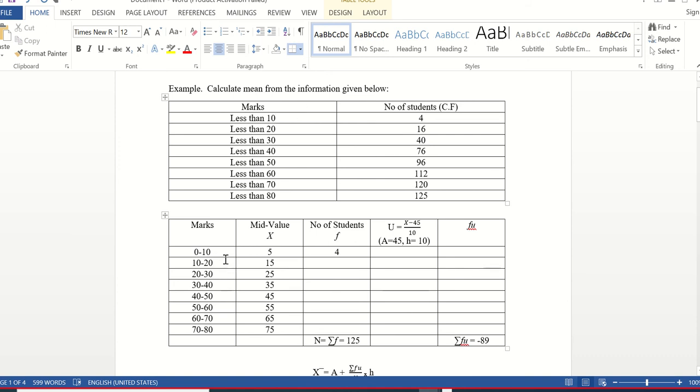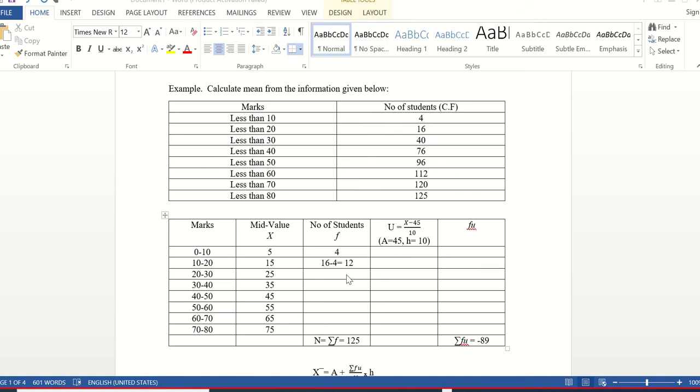Here again I will explain. This less than 20 includes this 4 also, but what I want now is only students who secured marks from 10 to 20. So I have to remove this 0 to 10 from 10 to 20. I will minus this 4 from 16. So 16 minus 4, I got 12. So students who secured marks between 10 to 20 are 12, right?